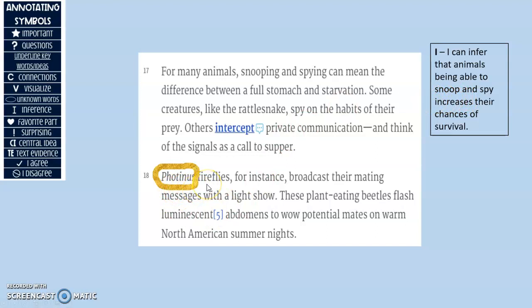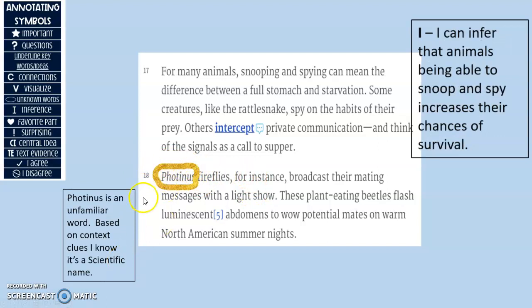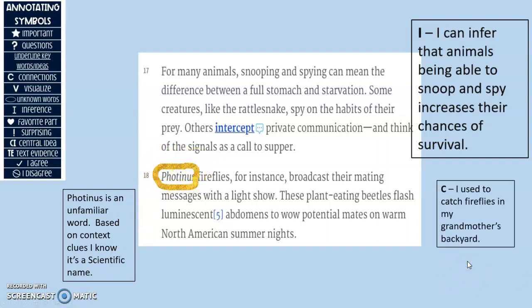Photinus fireflies, for instance, broadcast their mating messages with a light show. These plant eating beetles flash luminescent abdomens to wow potential mates on warm North American summer nights. So I have this word circled. It's an unfamiliar word. I know it's a scientific name. I see how it's written and I see that it's in italics, but it's unfamiliar to me. So I've got it circled. And I have a great connection here. When I was a kid, we used to catch fireflies in my grandmother's backyard, and we would put them in glass jars so that we could watch them and be amazed by them lighting up the way this is describing.